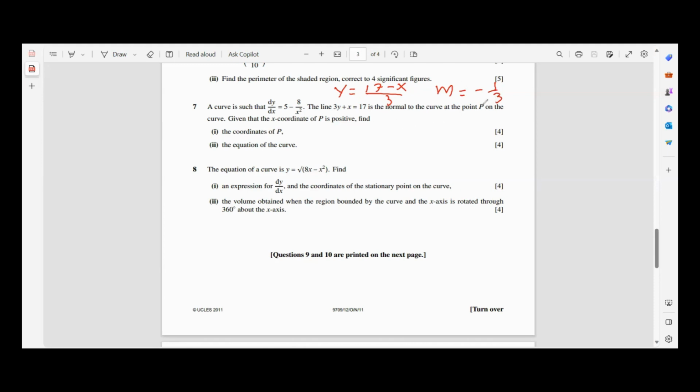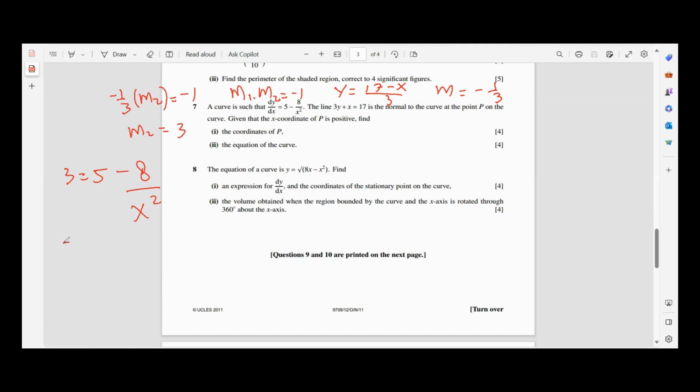So we can change into the normal. Because it says it is normal, the gradient of the curve at this point should satisfy m1 times m2 equals minus 1. So we have m1 minus 1 over 3 times m2 equals minus 1. So m2 equals 3. So we have dy over dx equals 3, the gradient. So 3 equals 5 minus 8 over x squared.